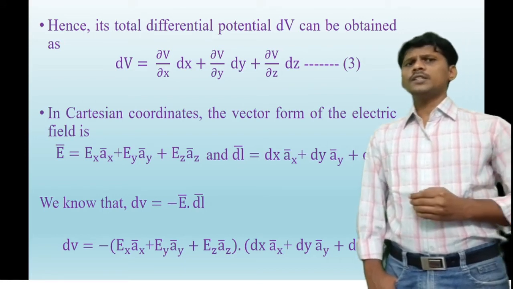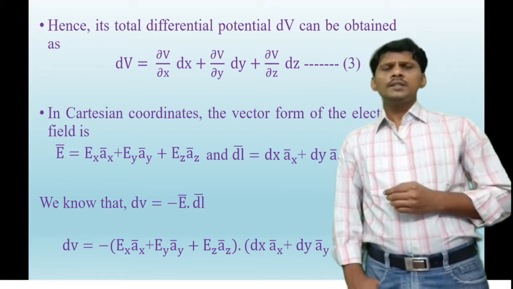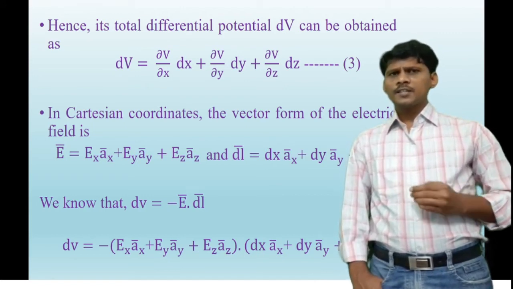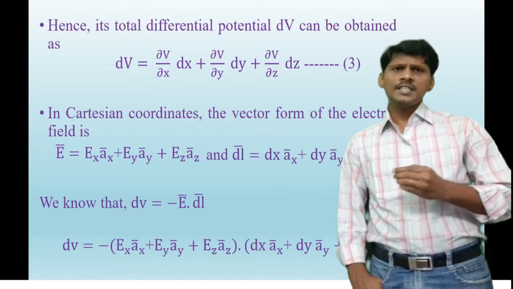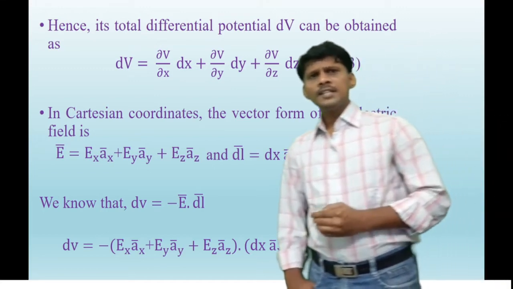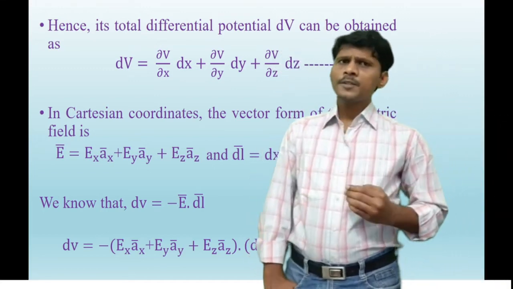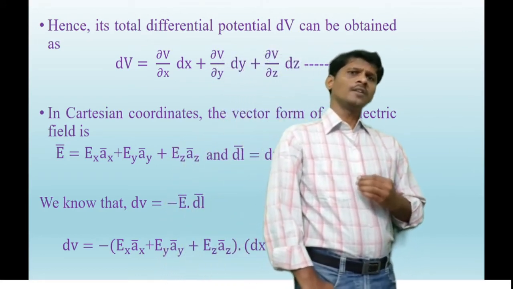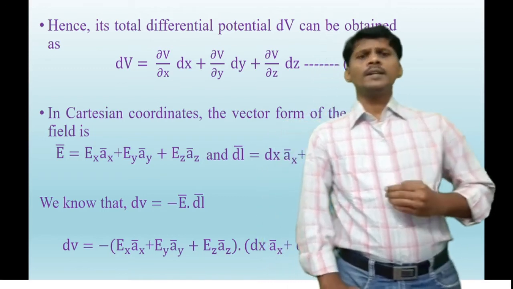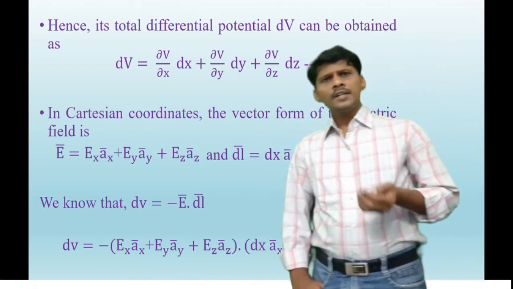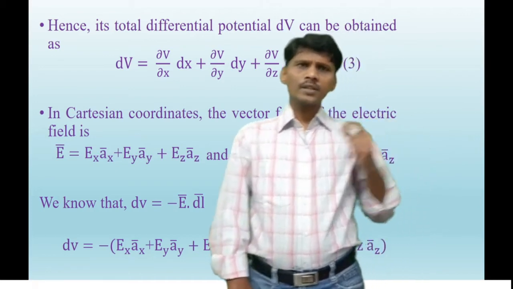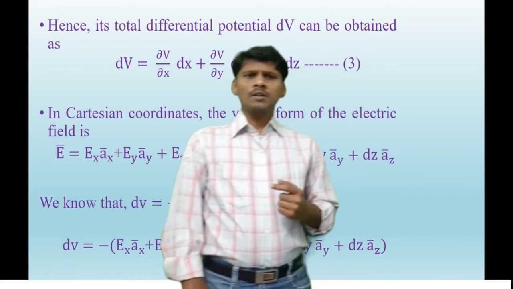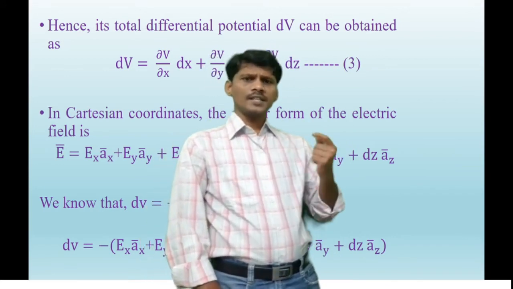In Cartesian coordinate system, the vector form of the electric field intensity is given by E bar is equal to Ex Ax bar plus Ey Ay bar plus Ez Az bar, where Ex, Ey, Ez are amplitudes of electric field intensity. Ax bar, Ay bar and Az bar are the unit vectors in x, y and z direction. And in Cartesian coordinate system, the vector form of the differential length is dl bar is equal to dx Ax bar plus dy Ay bar plus dz Az bar.